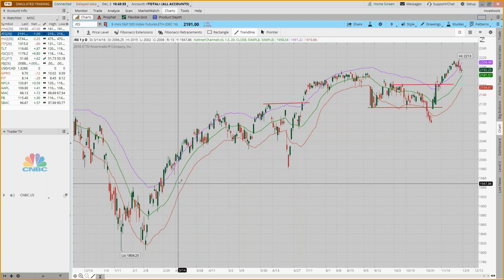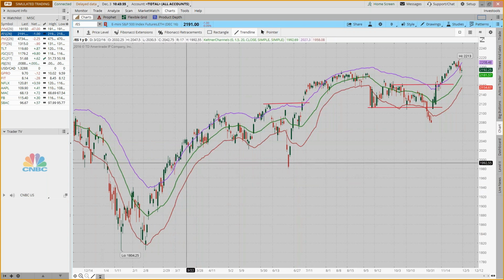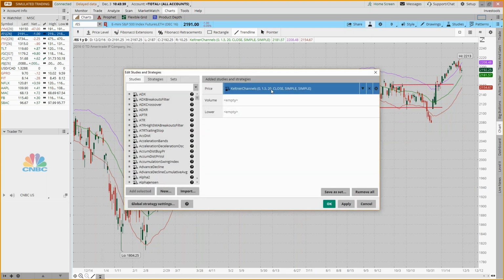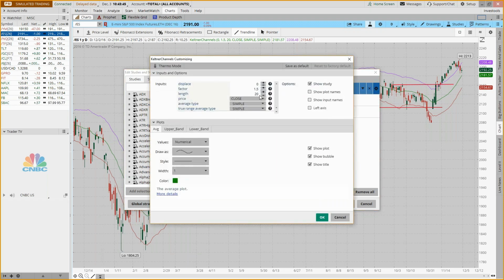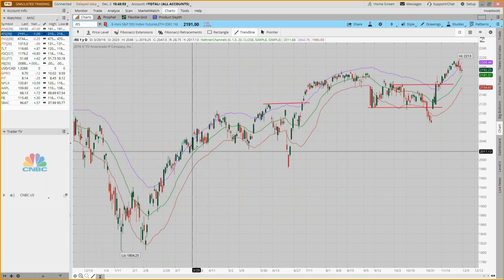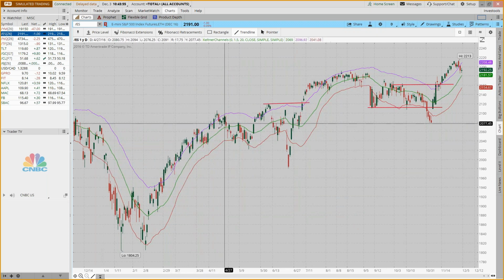So let's go back to the settings here and show you that the midpoint is a 20-period moving average, okay? That's what it is. That's what they're using. And they're using a factor of 1.5 on either side. That's really what it is, okay? So here's that 20-period moving average.